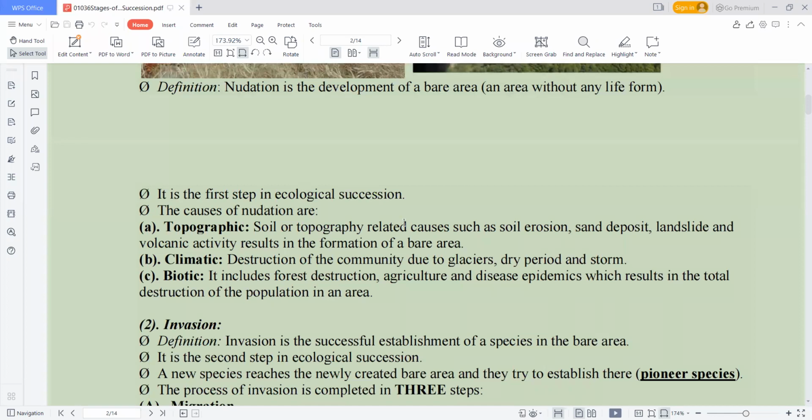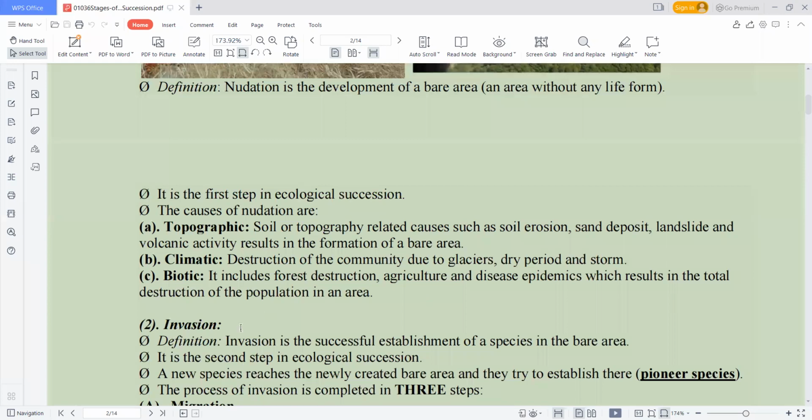So the first step is nudation, that is the formation of bare area. It is due to different activities, like soil factors, soil erosion, sand deposit, landslide, or volcanic activities, also climatic factors like glaciers or dry periods, due to which the organisms will not survive in that place. So the area becomes bare. Due to biotic factors also, the area will not allow the growth of organisms.